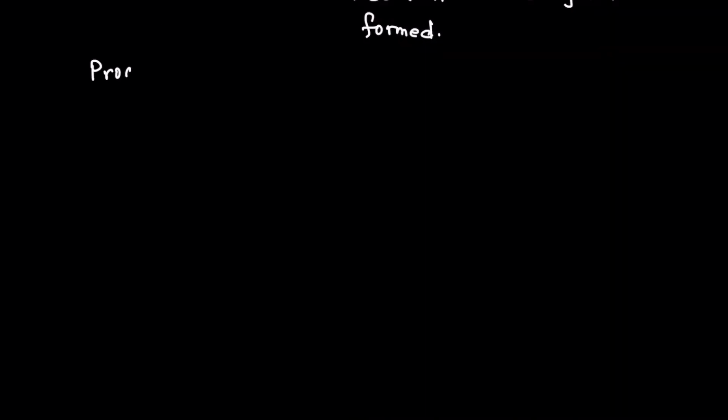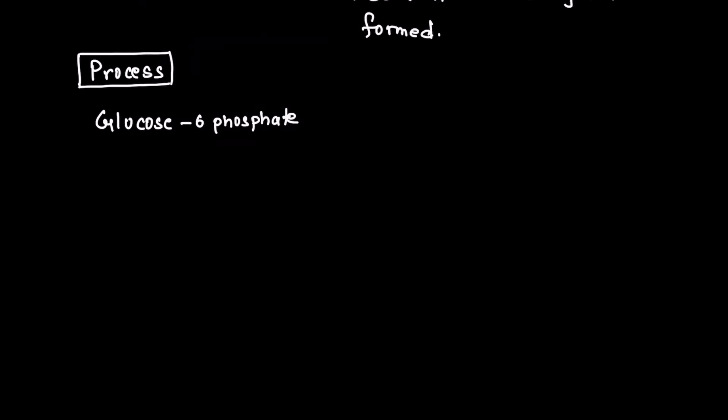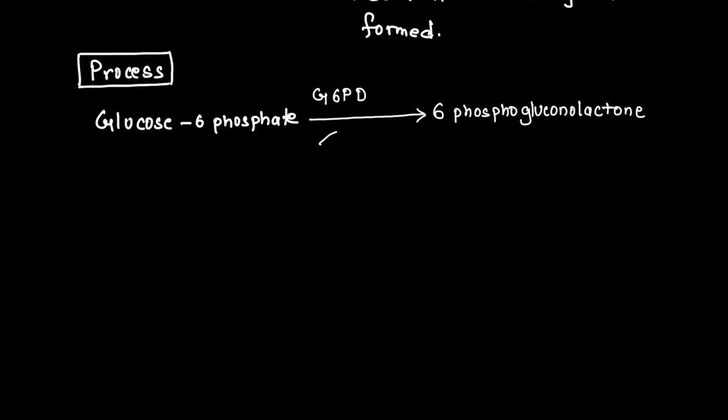Let's go one by one. It is easy to understand. Initially, from glucose, there is the formation of glucose 6-phosphate during glycolysis, right? This glucose 6-phosphate will get converted into 6-phosphogluconolactone in the presence of glucose 6-phosphate dehydrogenase enzyme. This D means dehydrogenase. During this process, there will be the generation of NADPH plus H+ in the presence of magnesium.